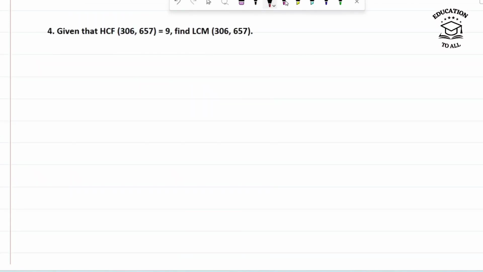Next, question number 5. It is given that HCF of 306 and 657 is 9. Find LCM of 306 and 657. How to do this question? We have a relation between HCF and LCM. So what is the relation? LCM into HCF of two numbers is always the product of two numbers.